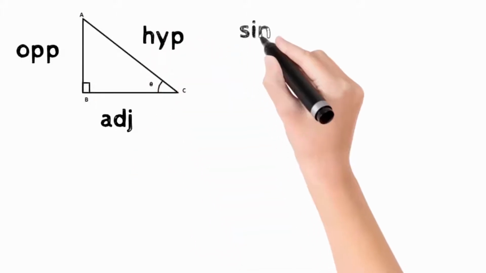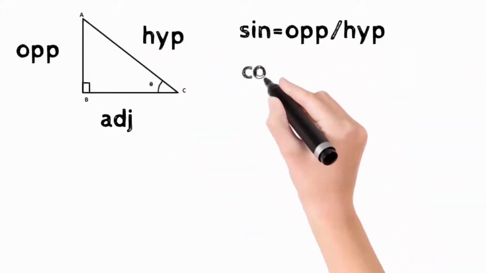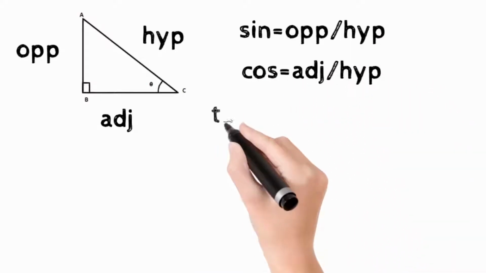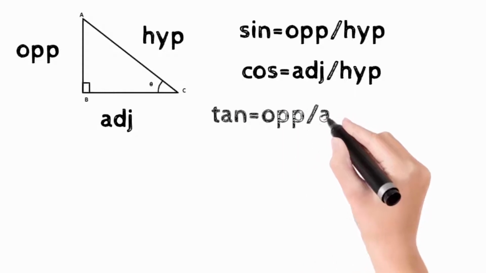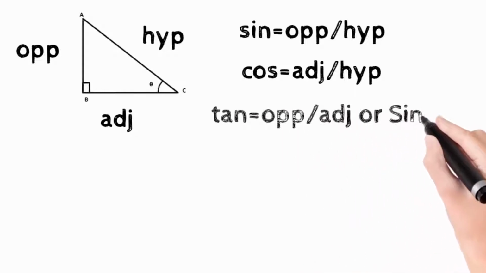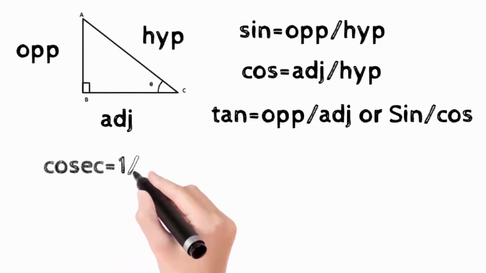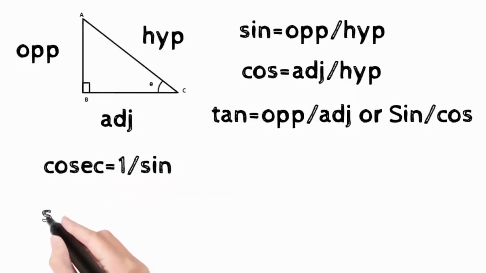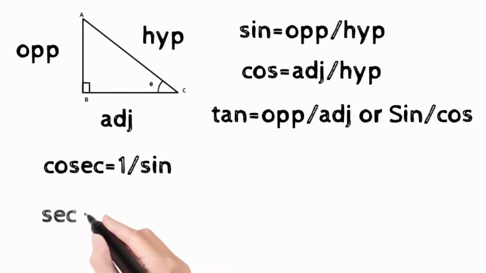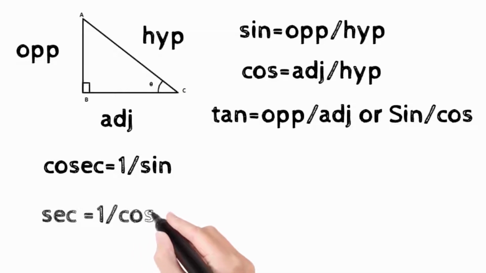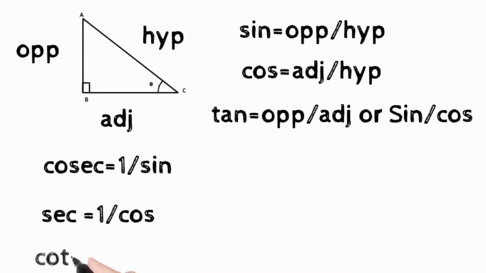Now this is a right angle triangle with adjacent, opposite and hypotenuse. Sin theta is opposite by hypotenuse, cos is adjacent by hypotenuse, tan is opposite by adjacent, or it can also be written as sin by cos. Cosecant theta is 1 by sin theta, that is the inverse of sin. Secant is the inverse of cos, that is 1 by cos theta. And cot theta is the inverse of tan theta, that is 1 by tan theta.